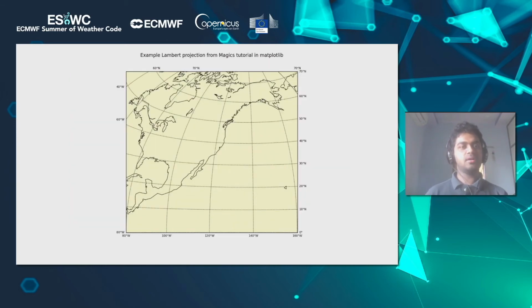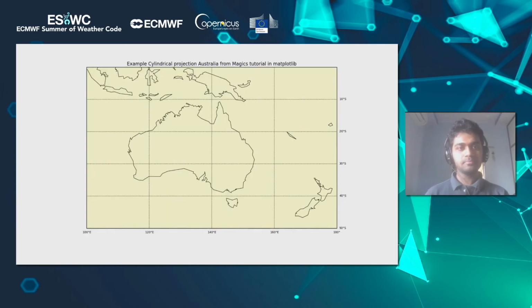This is again a Lambert projection, which we can get as well. Next slide. This is now a cylindrical projection for Australia in Matplotlib. Next slide, please.